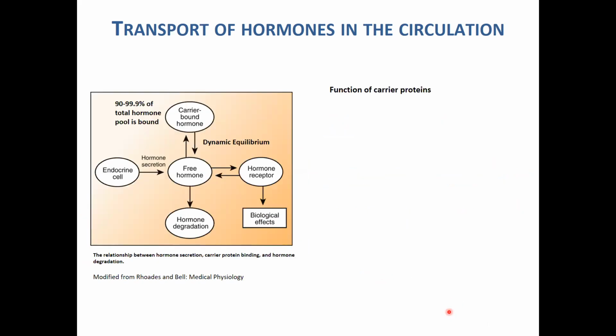Now, why is this important? So first concept of this thing. It's only the free hormone that's going to bind the receptor and elicit a biological response. If it's bound to carrier protein, it is not going to. So the pool of free hormone is dictated by the rate of hormone secretion from the endocrine cell, the rate of degradation, and how much is bound to the carrier protein. So the carrier protein is very important in dictating the free to bound concentration of the hormone.